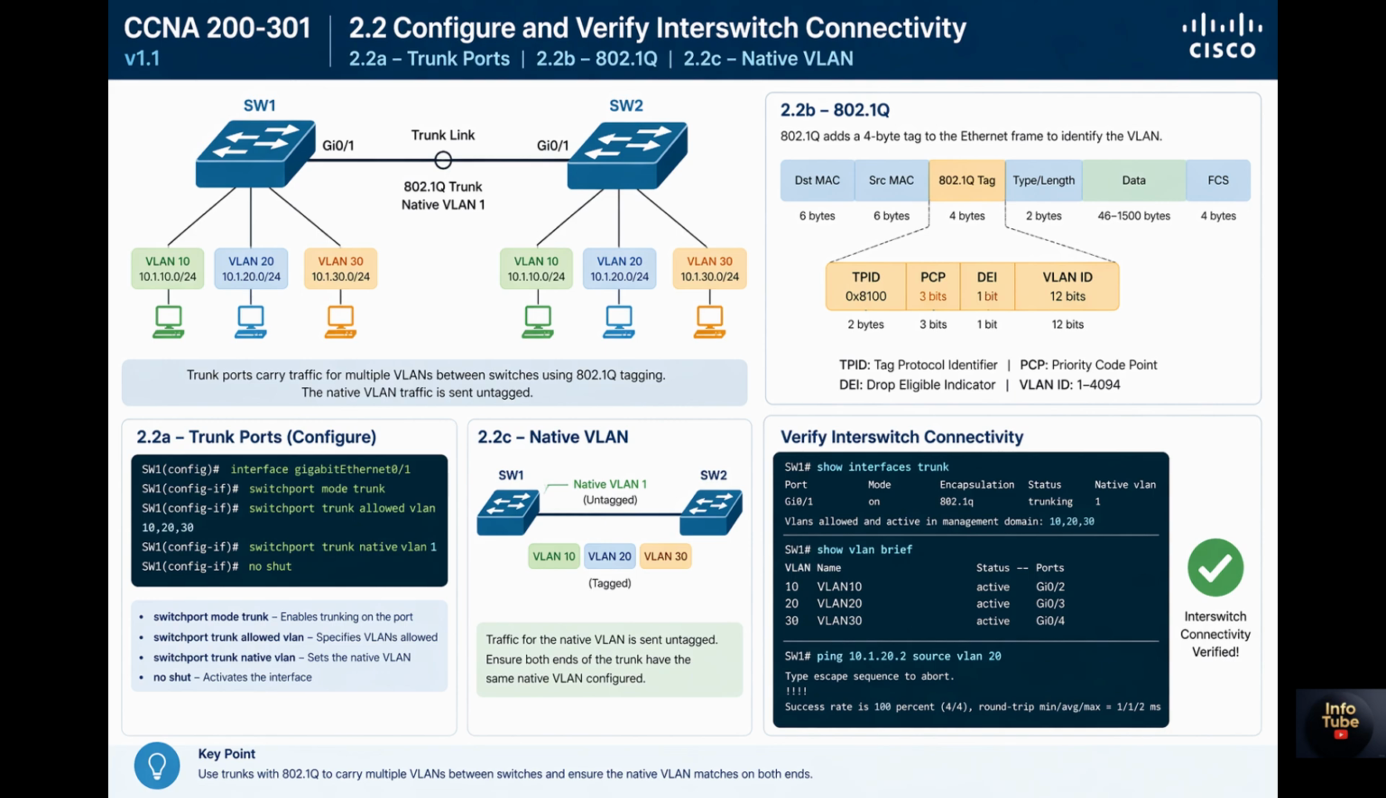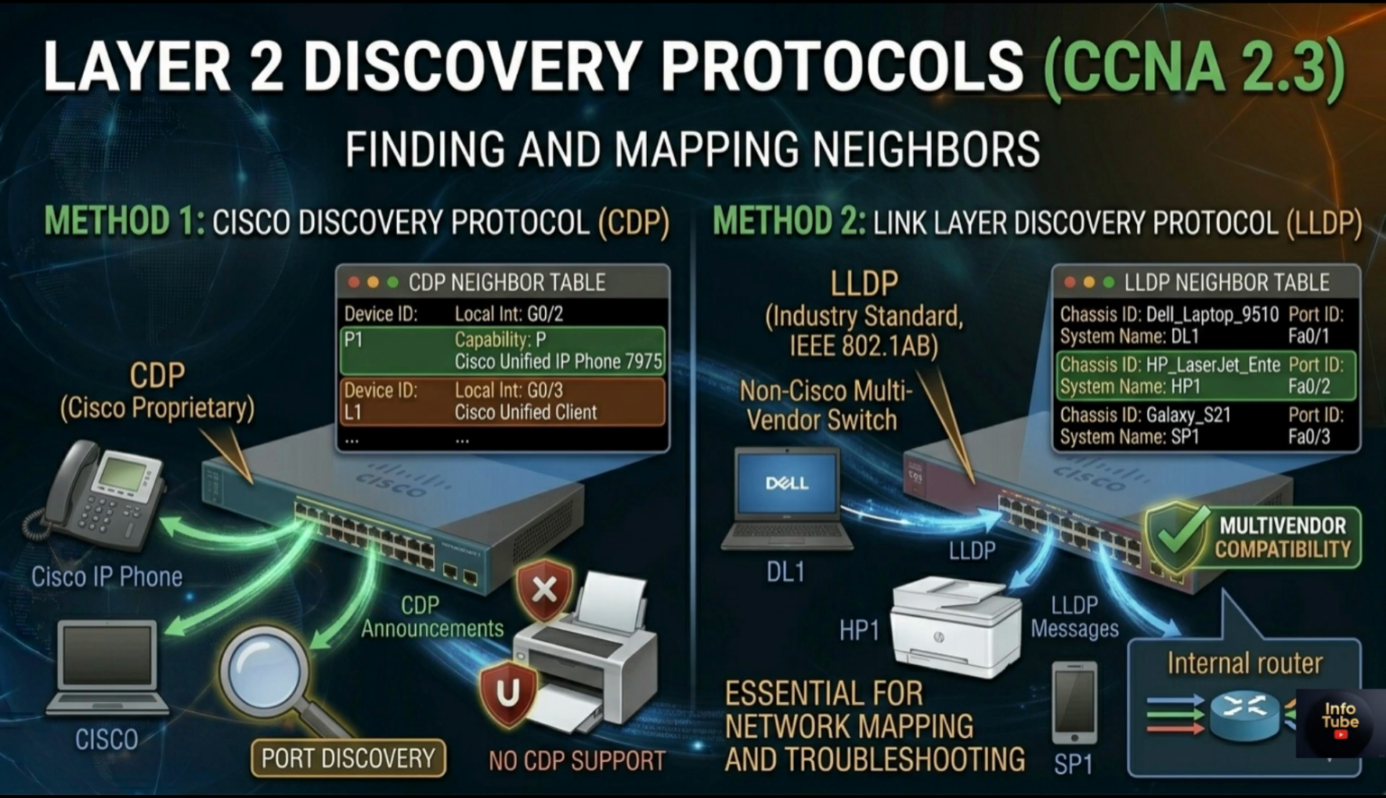Objective 2.3. Layer 2 discovery protocols. When you sit down at a console, you often need to know what is physically plugged into the other end of a cable without walking to the server room. CDP and LLDP. CDP, or Cisco Discovery Protocol, is a Cisco-only tool. It allows Cisco devices to introduce themselves to each other, sharing their names and versions. LLDP is the industry standard version. It does the exact same thing but works across different brands, like connecting a Cisco switch to a third-party server or a VoIP phone. Both are essential for mapping out a network you've never seen before.